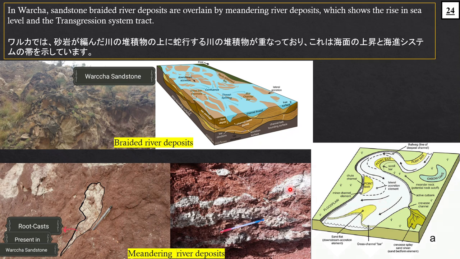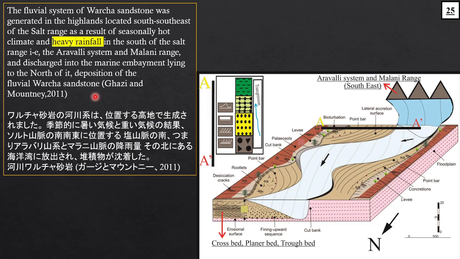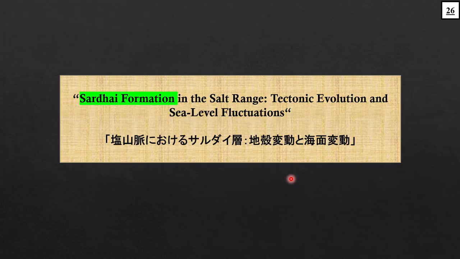So meandering on the top and braided on the bottom represents sea level rise. So the Warchha Sandstone was deposited in the transgressive systems tract. This fluvial system represents very heavy rain in the Aravalli and Malani ranges, which deposited a lot of clastics in the fluvial system.